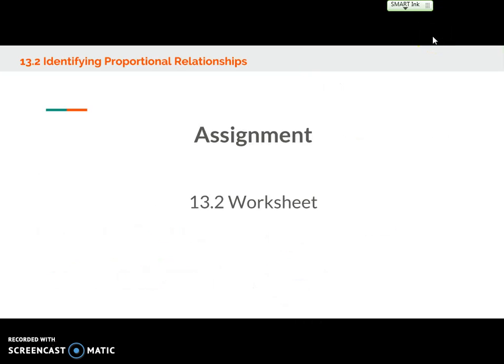All right, your assignment is the 13.2 worksheet. Make sure you are drawing the graphs, you're drawing the tables, right, all of that. You are showing proportional relationships.